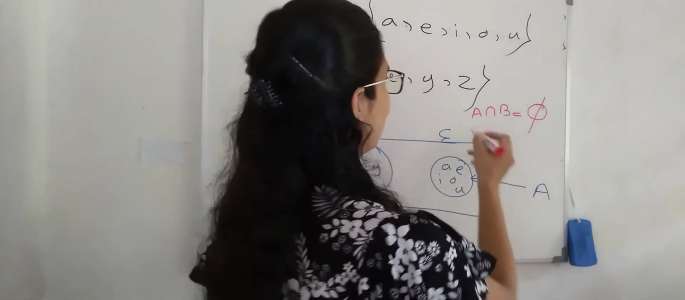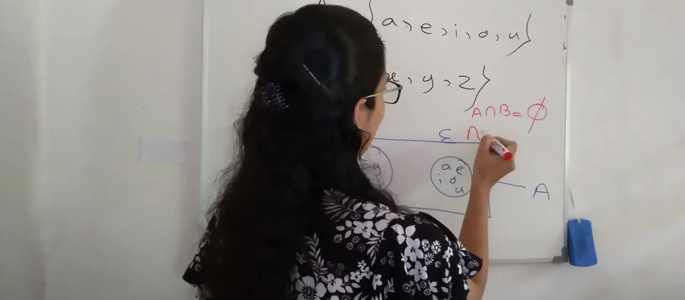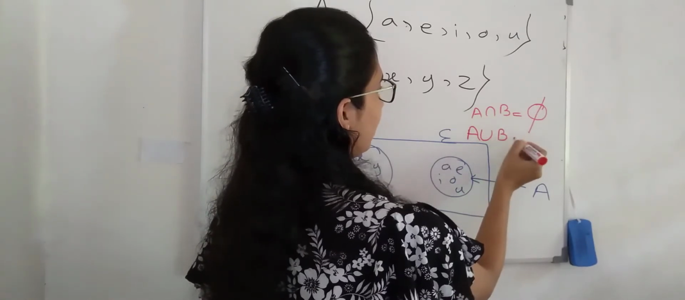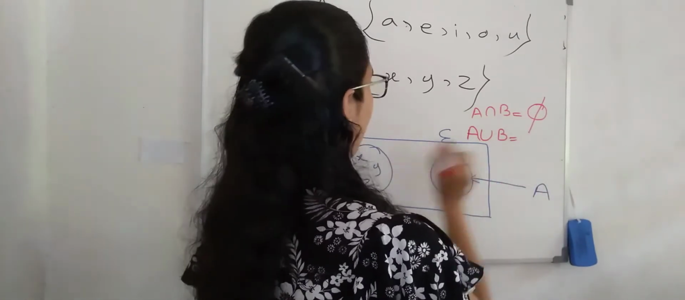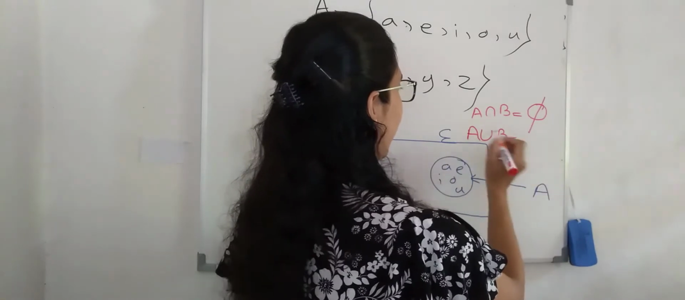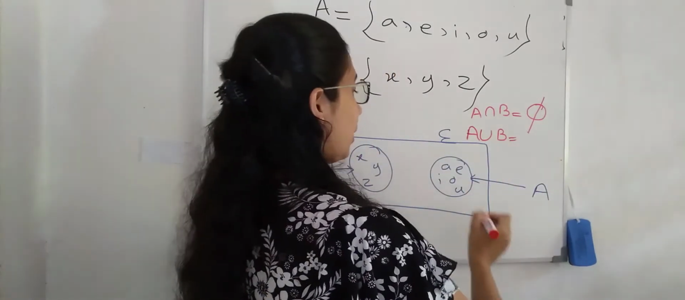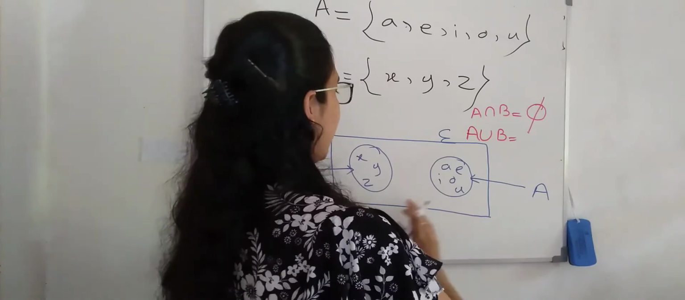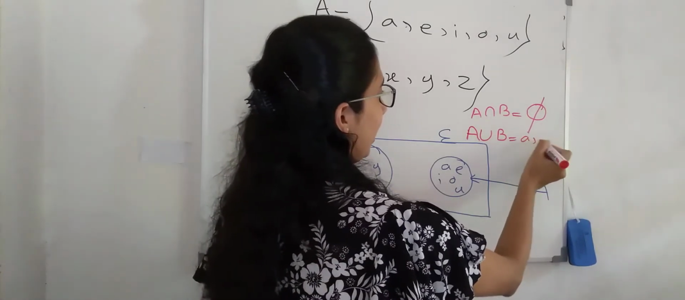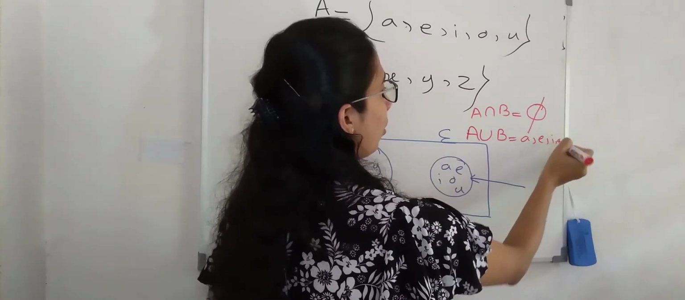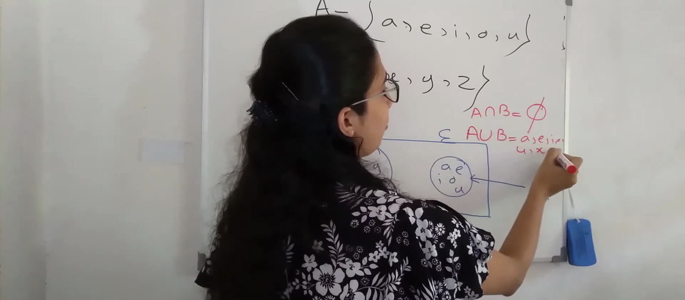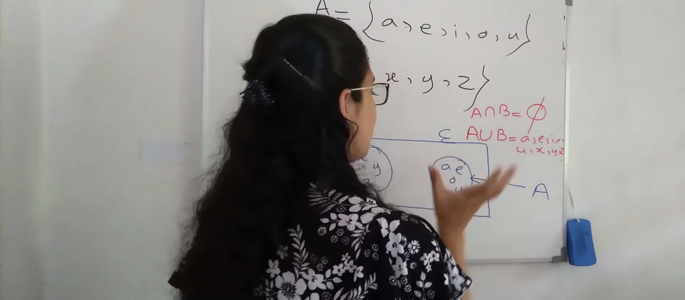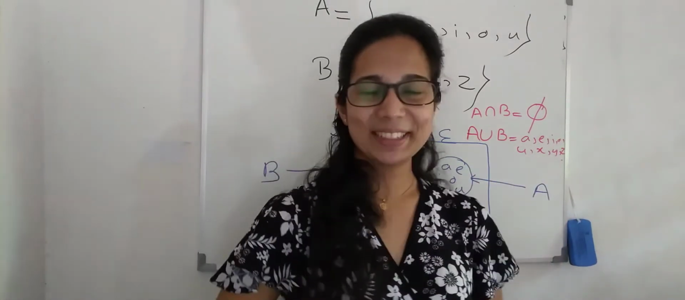Okay, so now you can write A union B. So what should we write for A union B? We should write all the elements within the set A and the set B. So what are the elements? A, E, I, O, U, X, Y, and Z. These are the elements within both sets, right?